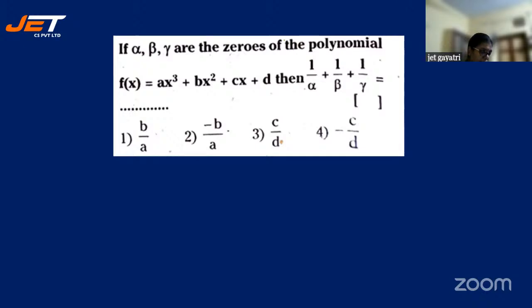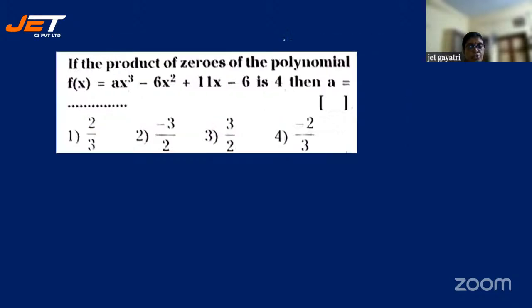If alpha, beta, gamma are the zeros of the polynomial f of x is equal to ax cube plus bx square plus cx plus b, then 1 by alpha plus 1 by gamma, 1 by beta plus 1 by gamma is dash. Again, this is nothing but the application of formulas. Where you get minus c by b, that is, put minus of coefficient of x by the constant. I'm sure you would have understood this.